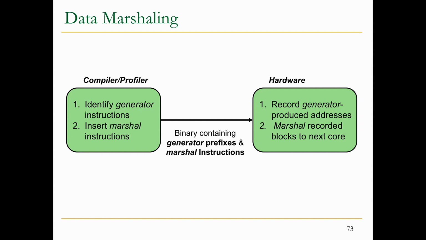And again, a programmer can also do this. No question about that, right? Whenever you introduce an instruction in the ISA, the programmer can use it also. So you can have support for the programmer too. And then you generate a binary containing these generator prefixes that mark the generator instructions and these marshal instructions. The hardware records the generator-produced addresses and marshals the recorded blocks to the next core. So it's a very simple idea. I'm going to give you how it operates.